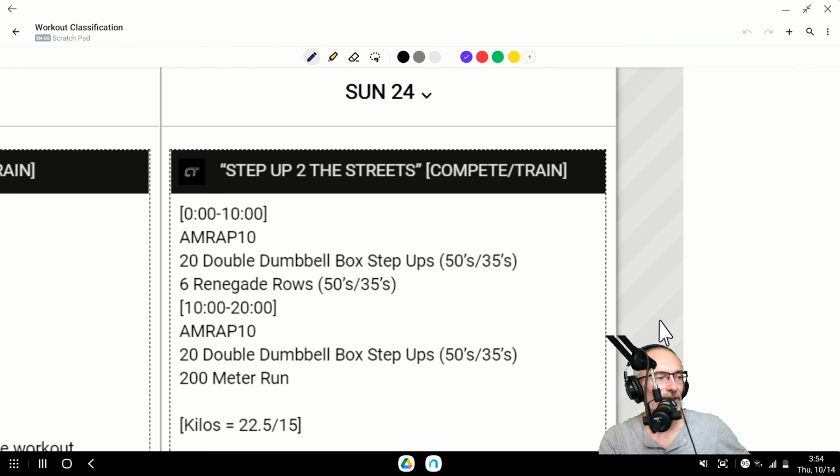And then we have that run. That first run is going to be, I've got to see that one, because those legs are probably going to feel so heavy at that point. Getting out on that run is going to be hard.